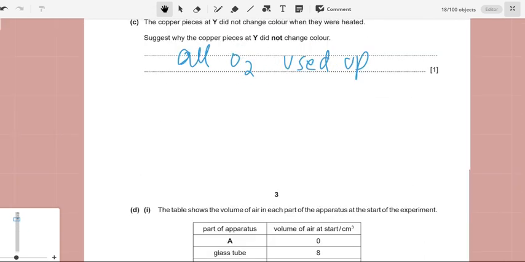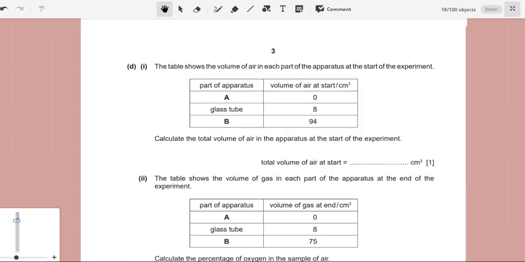Now the next question. Here the table shows the volume of air in each part of the apparatus at the start of the experiment. Calculate the total volume of air in the apparatus at the start of the experiment. So the glass tube volume of air is 8 and B is 94. So 8 plus 94 is 102.